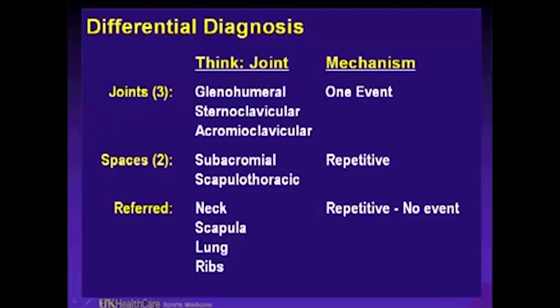Referred pain. Typically this is repetitive, no specific event. There can be referred pain to the shoulder from the neck, a cervical disc problem, from the scapula. From the lungs, you can have an apical tumor in the lungs that will give shoulder pain. You can also have rib problems, such as a stress fracture of the rib or a cystic problem with the rib. I've seen a couple of aneurysmal bone cysts that refer pain to the shoulder. So if it doesn't seem typical, think about a referred pain from the neck, lung, ribs to the shoulder.